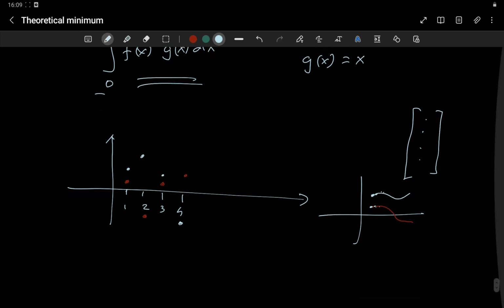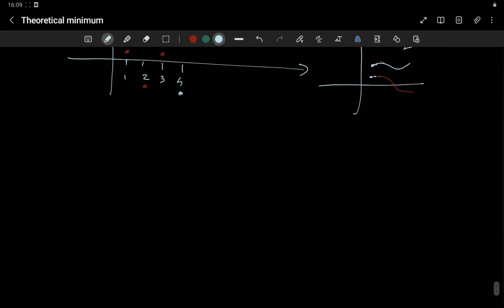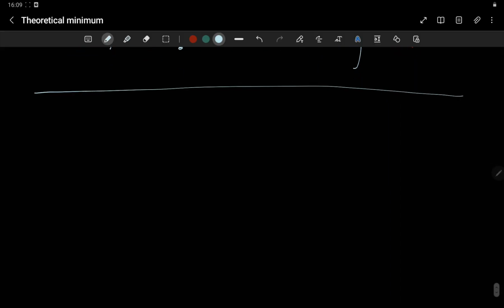Okay, fine. So why are we bothering about this inner product and orthogonality? It has some applications, which I will describe using this vector.